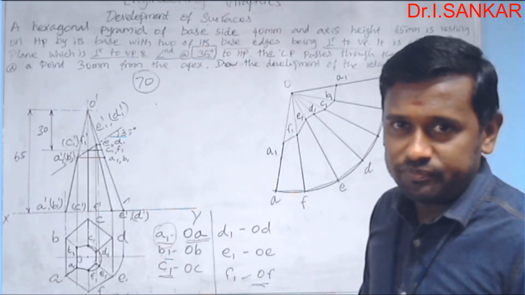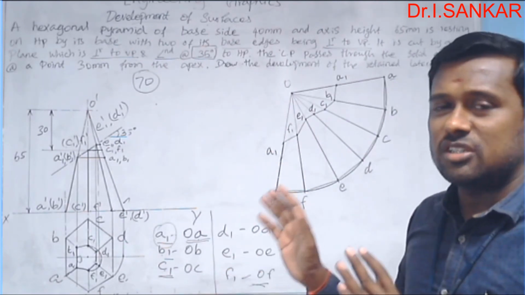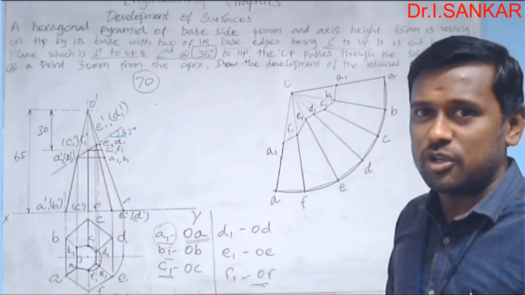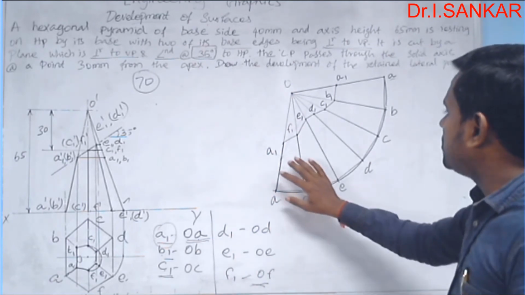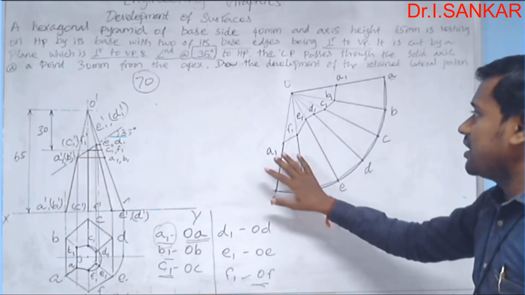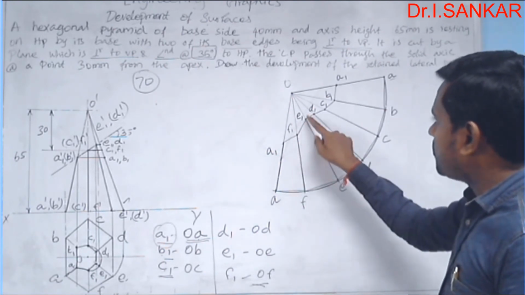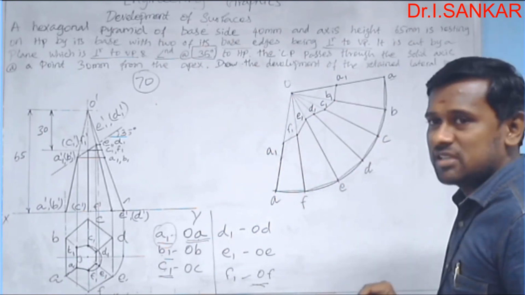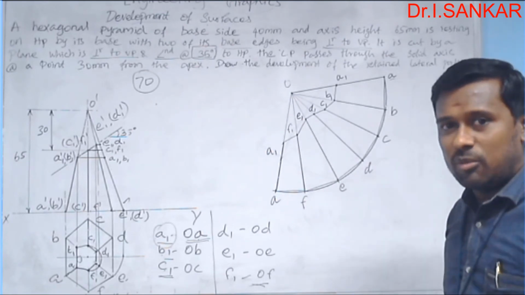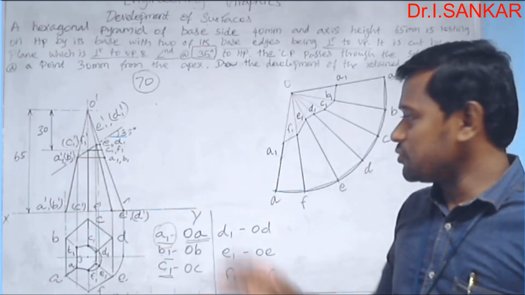Then I marked all the cut points in the top view also. So up to that we just processed the sections of the solid portion. After that I developed the uncut solid. Then I marked all the cut points in their respective slant edges to finish the development of the cut solid. So this is the work done here.